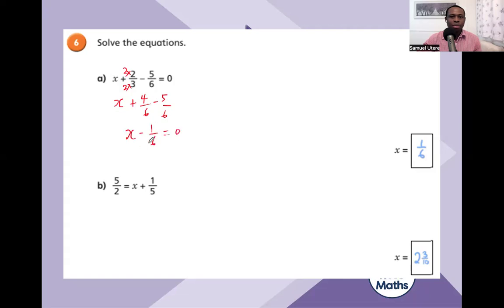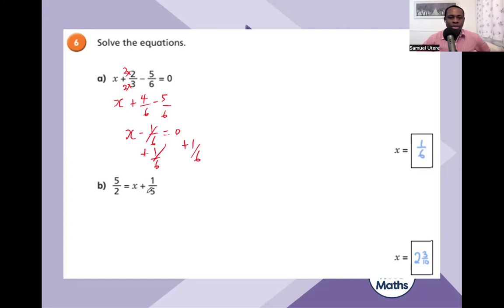But remember, we want x, so we have to add 1/6 to both sides. We want x to be on its own. And then 0 plus 1/6 will be 1/6. So you can see why that answer will be right. Here, remember, to solve the equation, you have to make x be on its own.